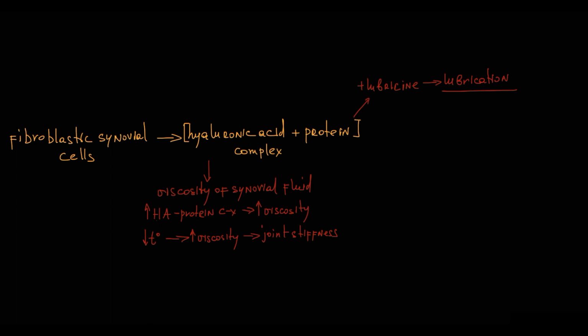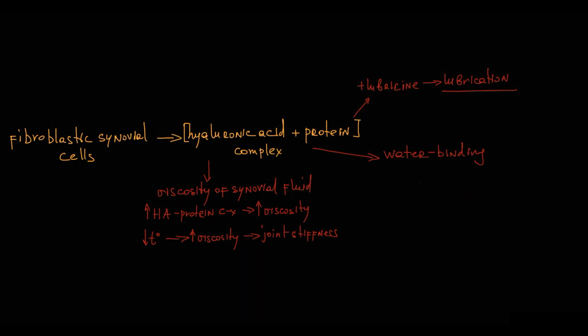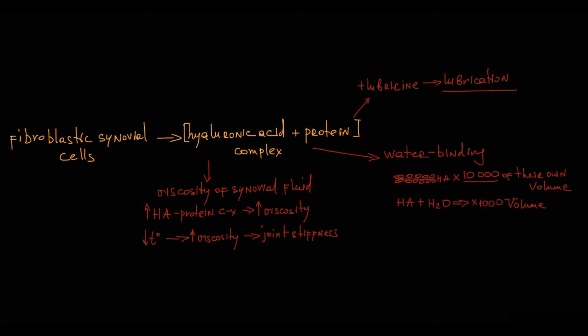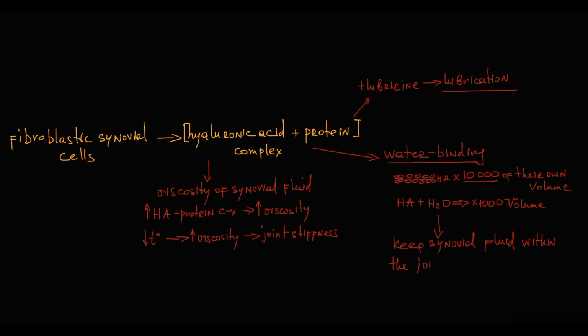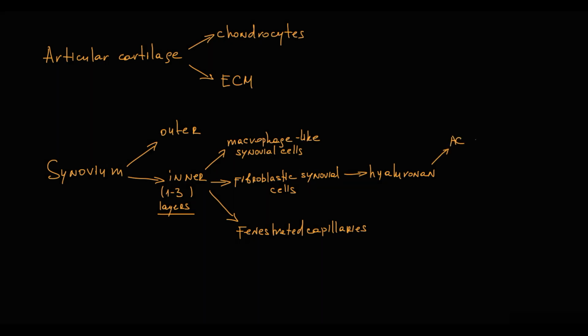Also, hyaluronic acid is an osmotically active substance that very actively binds water. Interesting fact that hyaluronic acid chains are able to bind water up to 10,000 times their own volume, and in aqueous solution, hyaluronic acid chains occupy 100 times larger volume than in dried state. So fibroblastic synovial cells, by hyaluronic acid secretion, keep synovial fluid within the joint space. By hyaluronan production, they provide cartilage lubrication, determine the viscosity of synovial fluid, and keep fluid within the joint space.